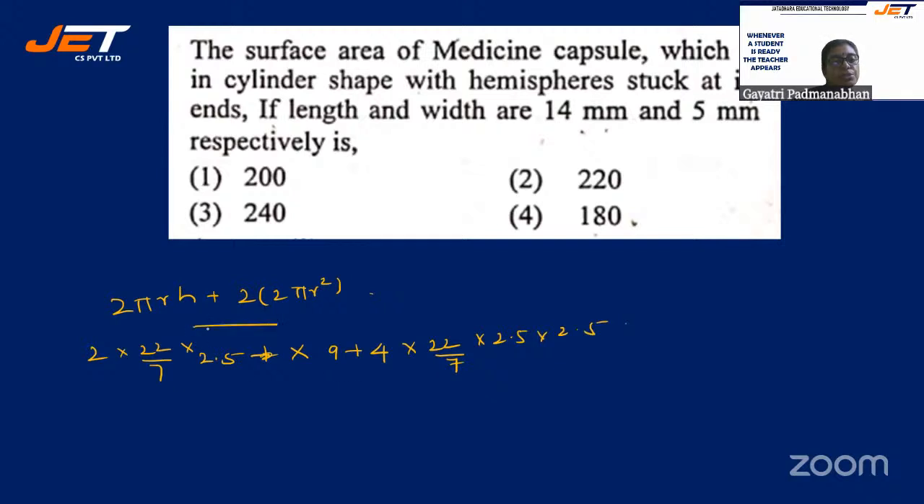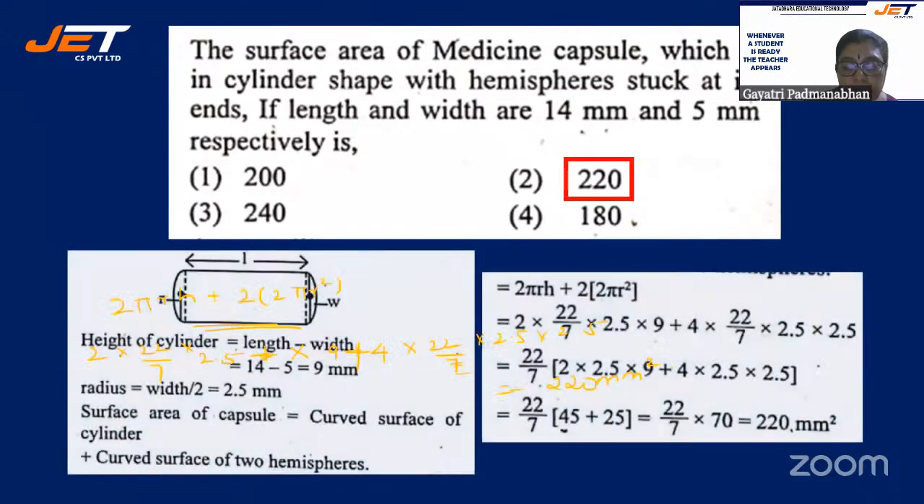All right. So this is only very important. 2 pi r h plus 2 into 2, 4. Okay. Pi value is 22 by 7. R square is 2.5 into 2.5. So when you simplify this, you get 220 millimeter square. All right, students. So when we simplify this, we get 220. All right. See the next question.